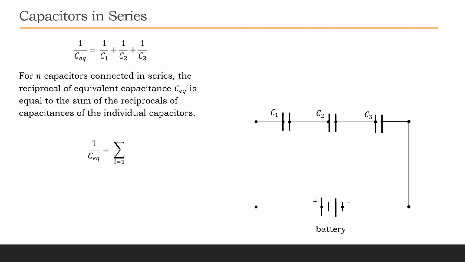So we can write 1 by C equivalent equals summation of 1 by Ci, where i equals 1 to n, where i equals 1, 2, 3, 4 and it goes up to n numbers.